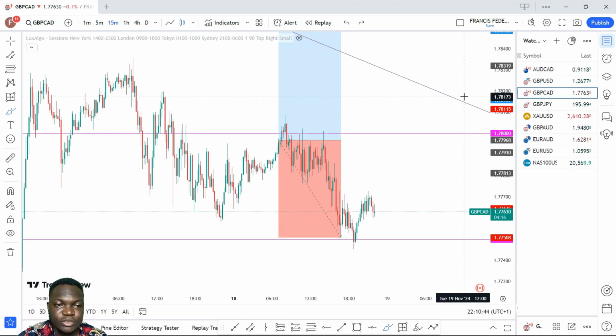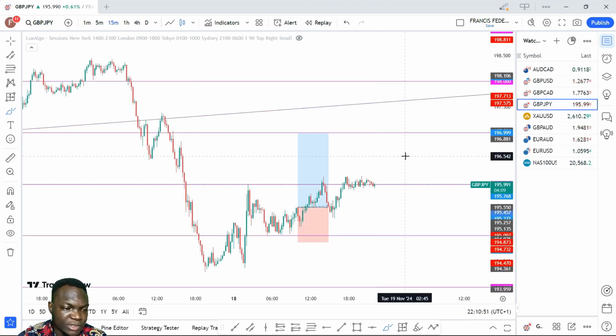And I still took 2 other trades, which were supposed to at least cover up the majority of the loss, but both of them closed at break even. So I'll just show you those trades. One of them is pound JPY.